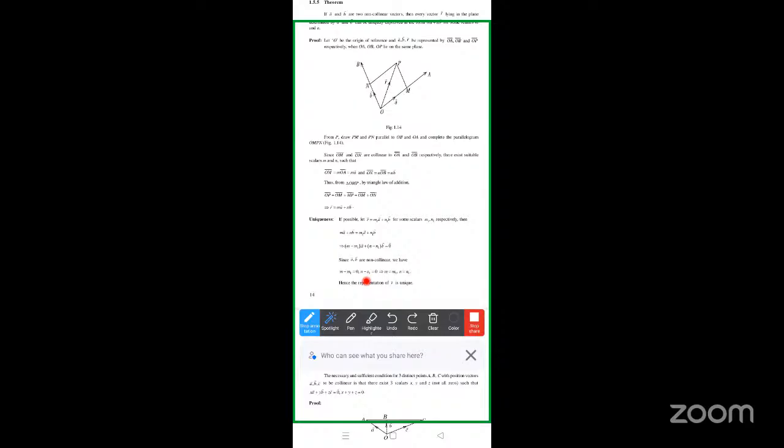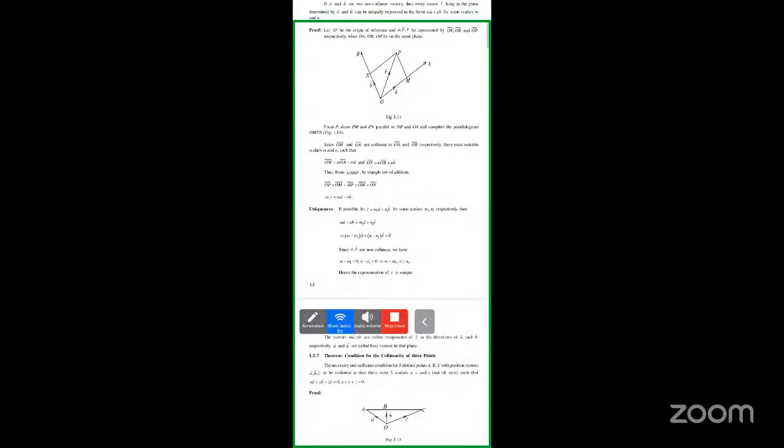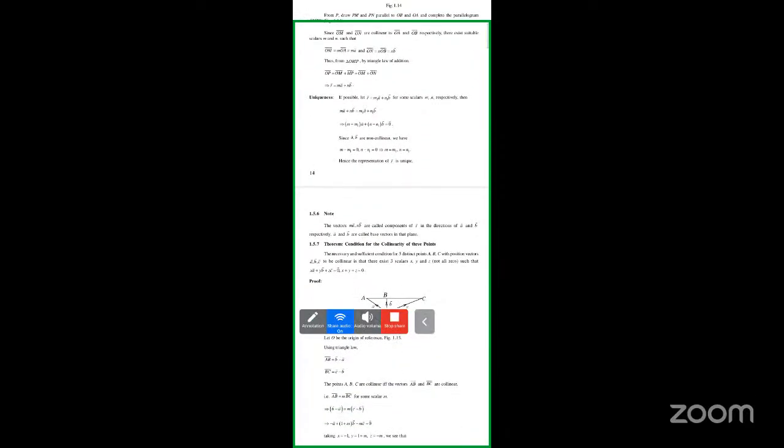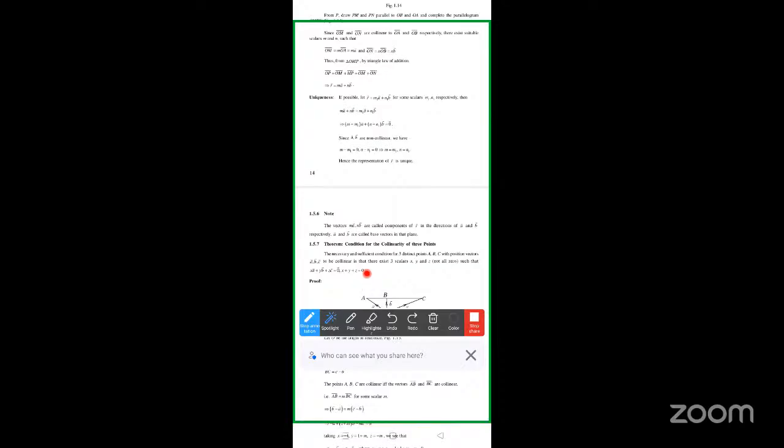If there exists any vector, the scalars should be equal: m is equal to m1, m2, m3, and n is equal to n1, n2, n3. So, therefore, the position vector r bar is always a unique vector. The vectors m a, n b are called components of r bar. In the addition of a bar and b bar respectively, a bar and b bar are called the base vectors in that plane. So r is called the initial vector or position vector.